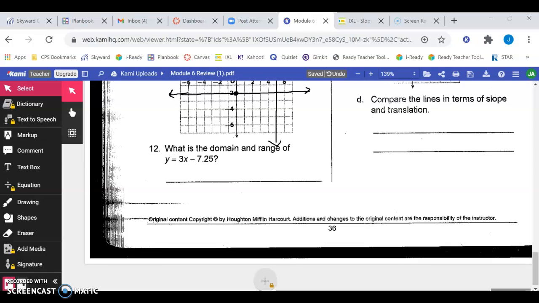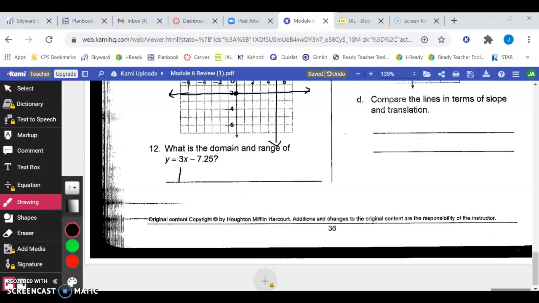Number 12, what is the domain and the range of y equals 3x minus 7.25? We're going to say all real numbers because there is not a story to go along with this to tell us that we can't use negatives or we can't use fractions or we can only use the numbers between 1 and 10. There's no story to tell us anything, so we just assume that domain and range is all real numbers.